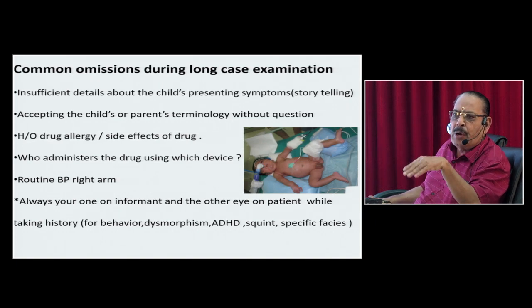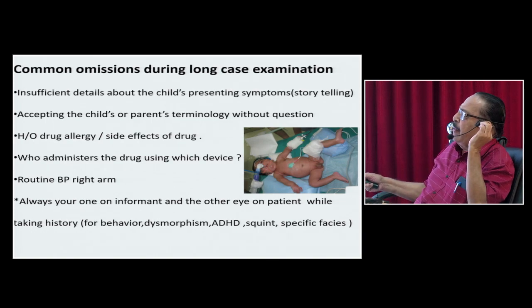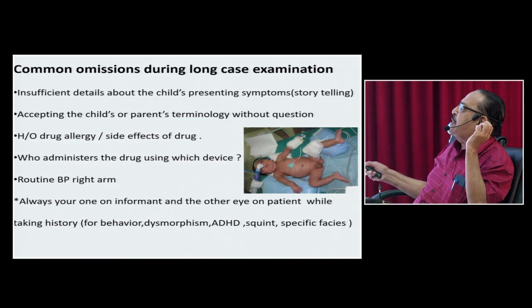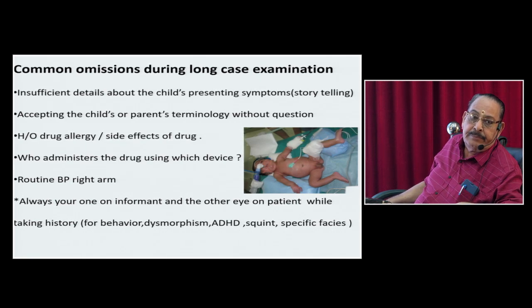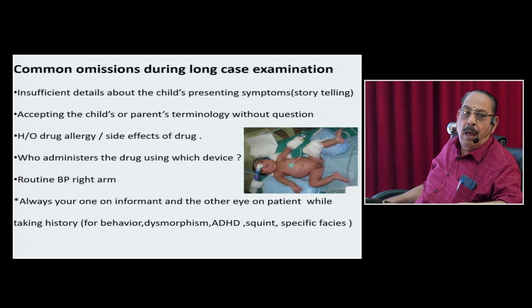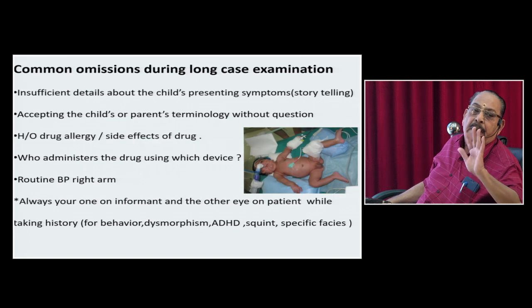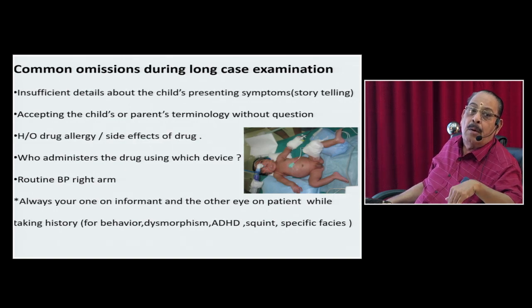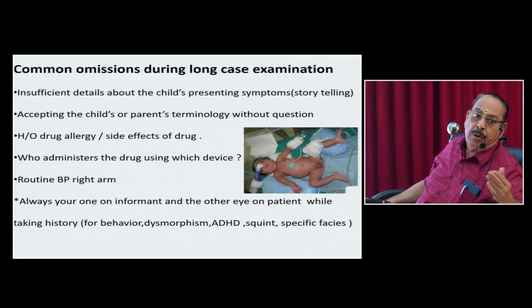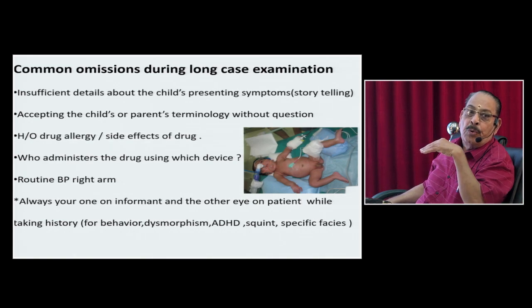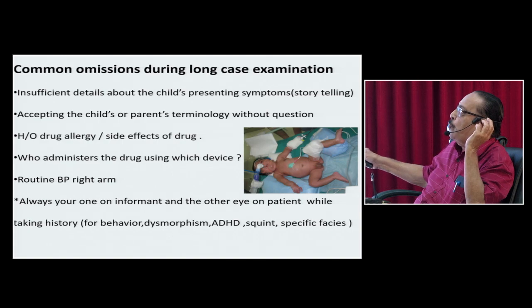We are very particular about detailed history. Accepting the child's parents' terminology without question. They will say, I have heartburn, for an older child. Somebody will come and say, I have appendicitis. Everybody will come and say it with the diagnosis, because most of the people might have been seen by so many doctors, they might have given a provisional diagnosis and they carry it on to you. So you need to put a lot of questions.